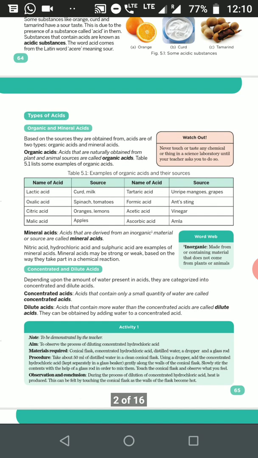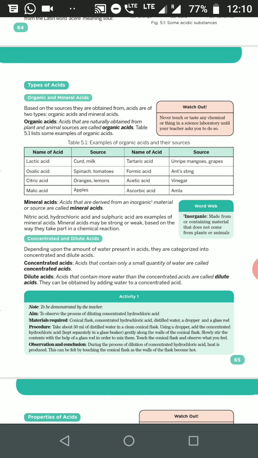The activity. In this activity, we are going to discuss the diluting of concentrated hydrochloric acid. The materials which we require are a flask, hydrochloric acid, distilled water, a dropper and a glass rod. Take 50 ml of water in the conical flask. Use the dropper and add hydrochloric acid dropwise with constant stirring with the glass rod so that they can mix. Now touch the flask and observe. How do you feel? We feel that the flask is hot.